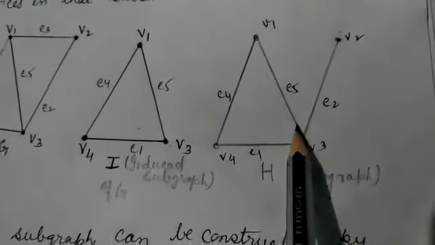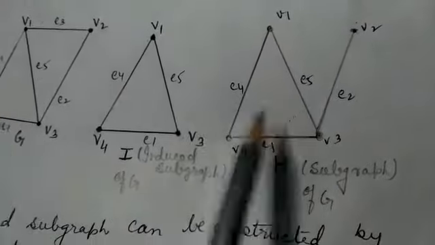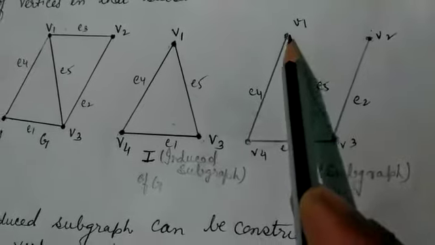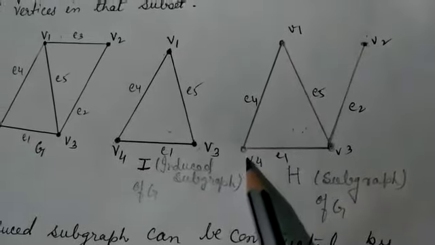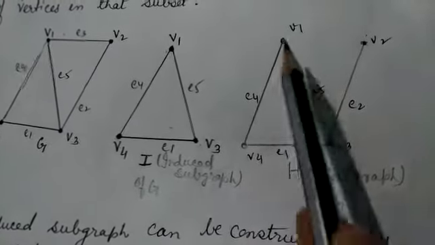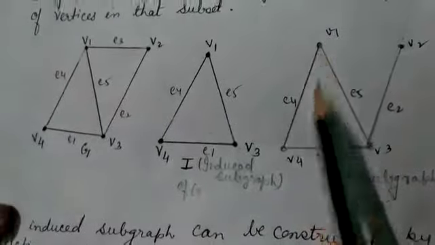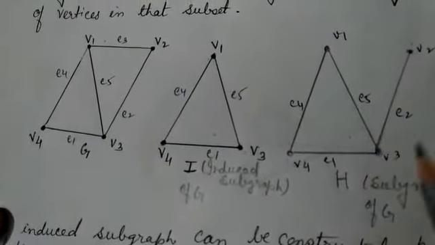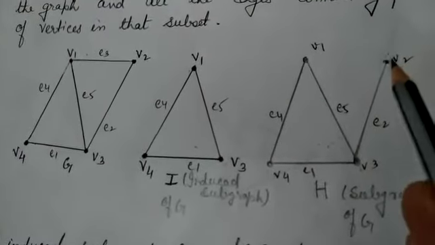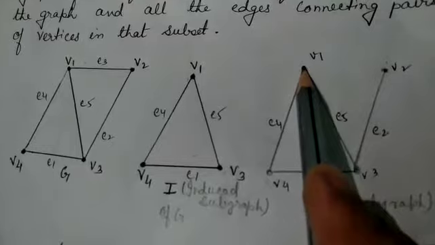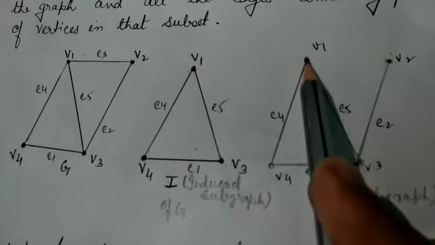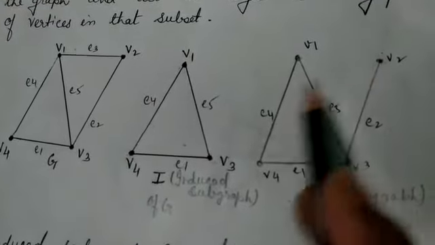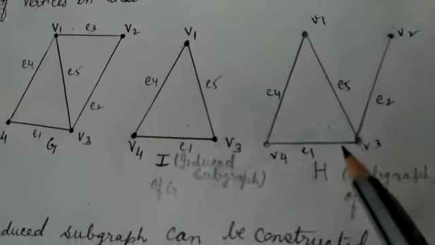Here we have one more subgraph of the original graph G. This is not an induced subgraph. Now why is it not an induced subgraph? Let us see. Here we have taken 4 vertices V1, V2, V3 and V4. In the original graph we see that V1 and V4 are connected with E4, V4 and V3 with E1, V1 and V3 with E5, V3 and V2 with E2, but here there is no connecting pair of the vertices V1 and V2. So this H is a subgraph, but it is not an induced subgraph.